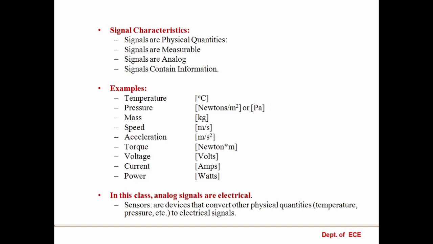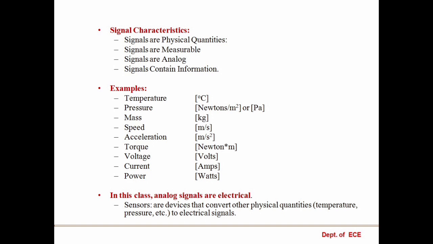Once again, recalling the signal: a signal is a physical quantity which conveys some messages. For example, if we are measuring temperature, we call it temperature; if we are measuring torque, we call it torque; or if we are measuring voltage or current, it may be anything. These are examples of signal characteristics.